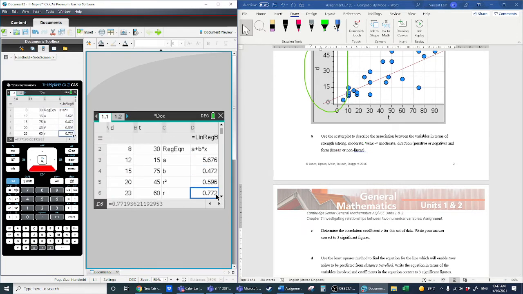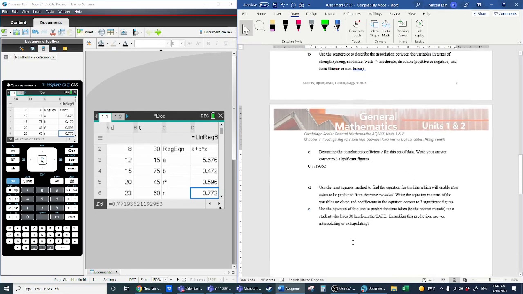Now, sometimes in the table it doesn't show a lot of decimal places. If it doesn't show a lot of decimal places, you can read the whole thing here. So, the answer is 0.771932. I'm just putting a lot of numbers there.